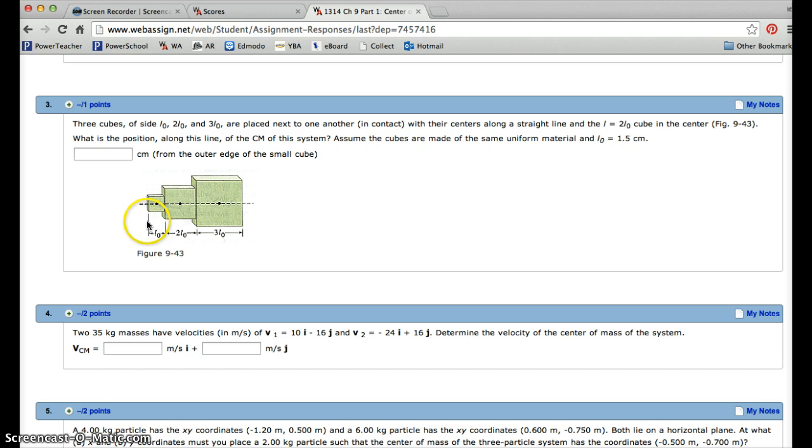And then we're going to measure their centers from our 0 reference, which is this left end. So our first cube is at half L. Your L will be dependent on what it says here. So half L, the middle of this cube is 2L from the left end. The middle of this cube is 4.5L from the left end. And then we just use the center of mass equation.